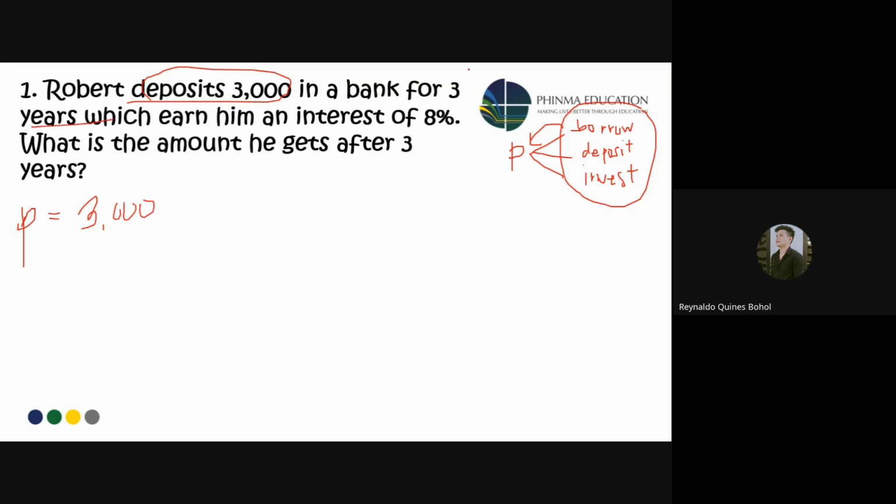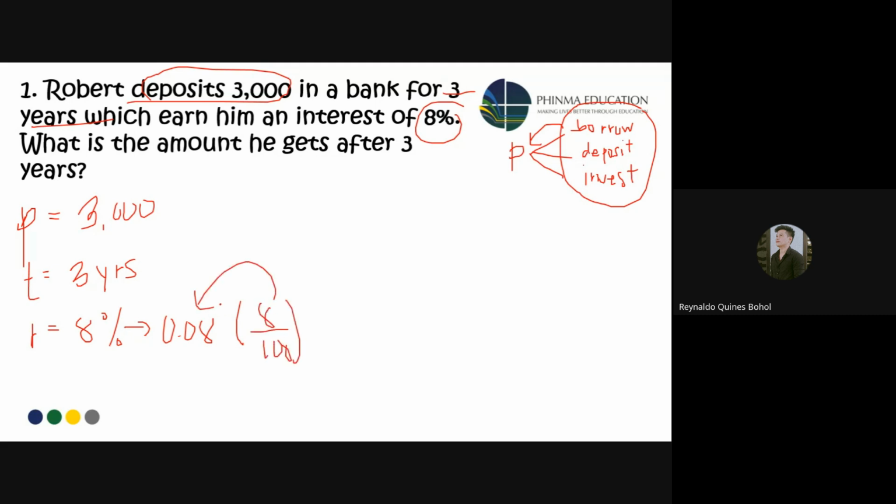And the time is 3 years. Always remember that time is always expressed in years. This is 3 years, which earns him an interest rate of 8%. So the rate here is 8%. And always remember that if you have 8%, always express your answer in decimal. This is 0.08, or just divide the 8 by 100, and that becomes 0.08.